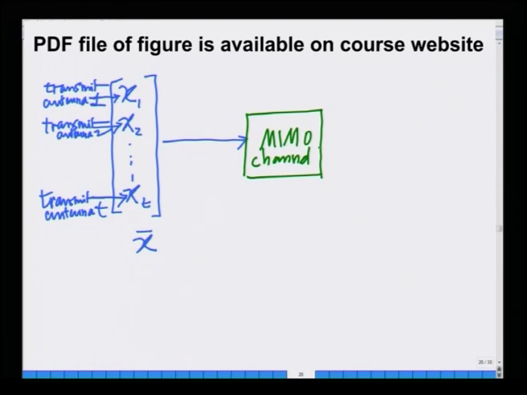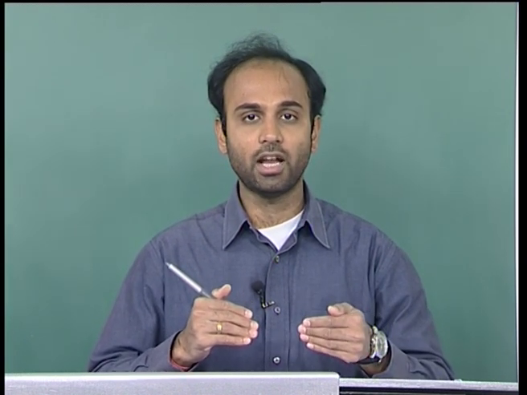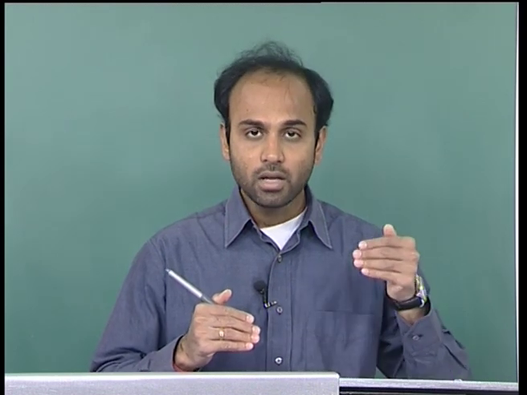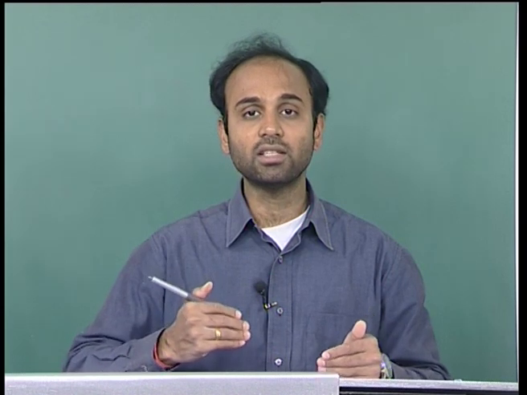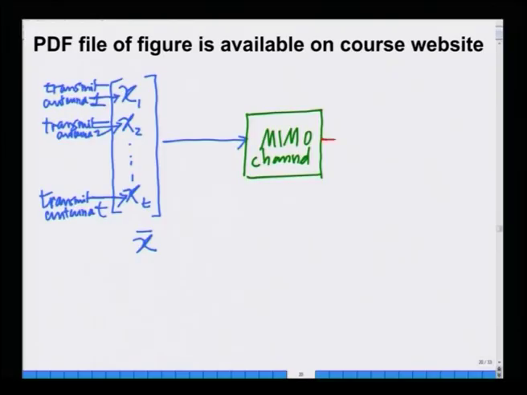This is the MIMO channel. So, I am transmitting T symbols x1, x2, up to xt from the T transmit antennas. This is a vector x bar of T dimensions, a T dimensional vector x bar passing through the MIMO channel. At the receiver, I have R receive antennas and I receive y1, y2 up to yr at each of the receive antennas.